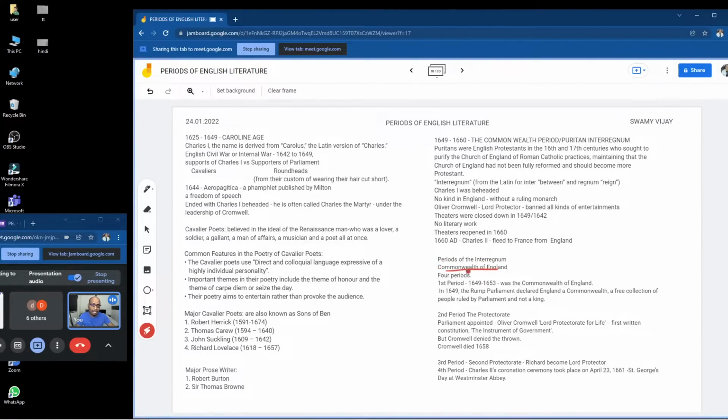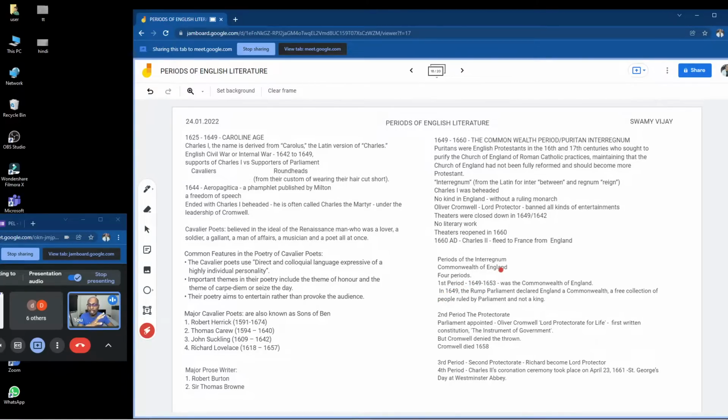The Commonwealth of England has four periods. The first period is from 1649 to 1653. The interregnum ended in 1660, but the first period, 1649 to 1653, was known as the Commonwealth of England. In 1649, the Rump Parliament, you remember this one, declared England a Commonwealth, a free collection of people ruled by Parliament and not a king.